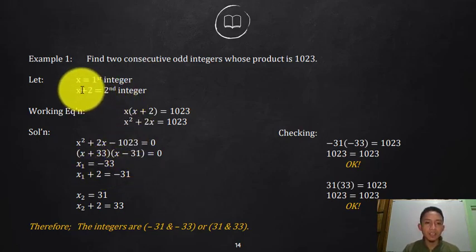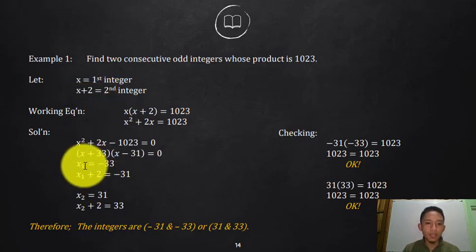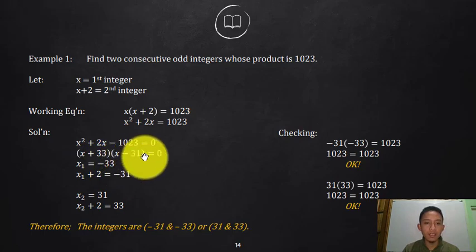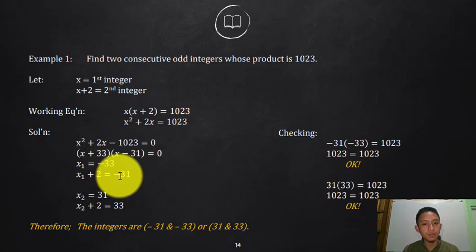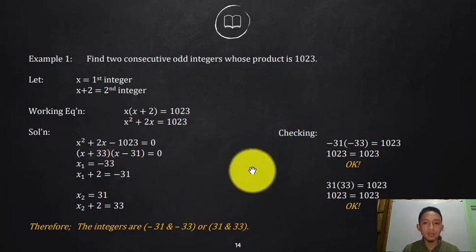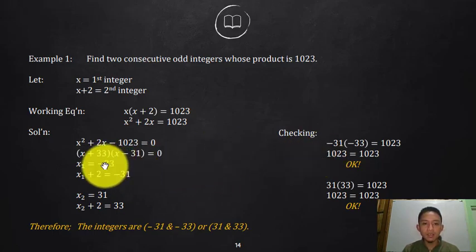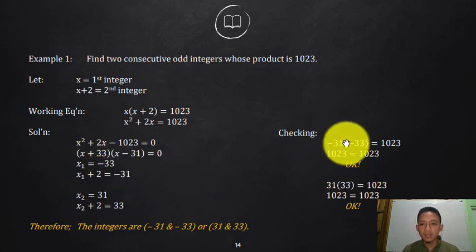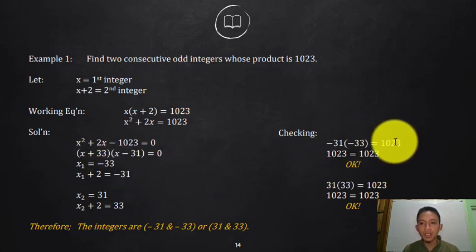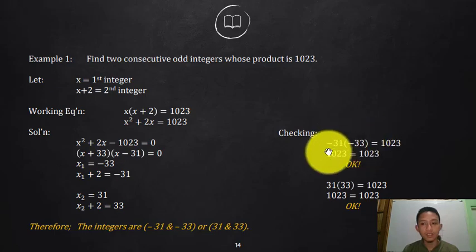Now we need to find the second integer. It says there x plus 2. So let's say that is x1, because we will be having another x later on. So x1 is negative 33, and then plus 2. Negative 33 plus 2 will be negative 31. You can check that here: negative 31 times negative 33, will that give us positive 1023? Yes. So that is correct.